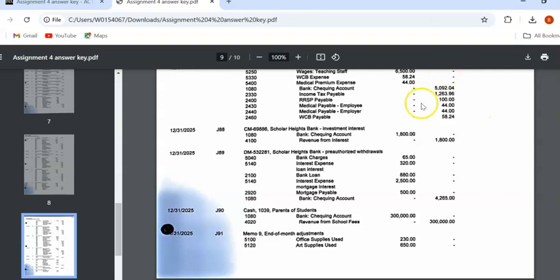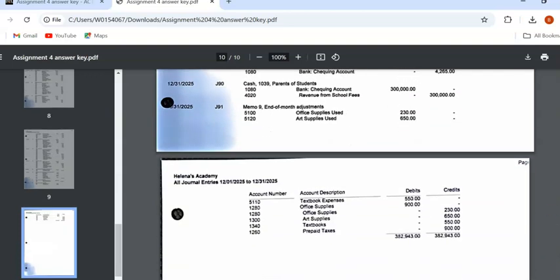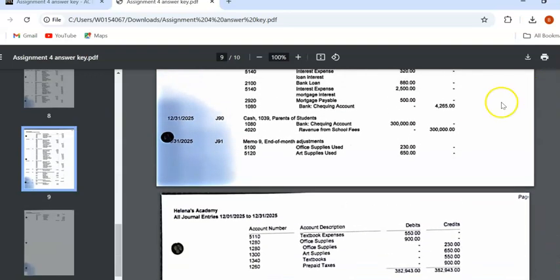Then we had another one, revenue from interest. That would have been in your accounts receivable. Then we had some bank charges and some withdrawals from our bank account by the bank, so we had to go in and create a journal entry. Then we had to create revenue from school fees, which is an accounts receivable. A few of you only had that as 300 instead of 300,000, and of course you lost points for that.